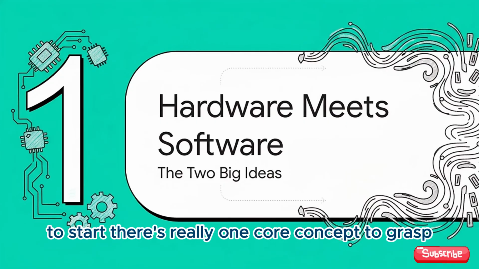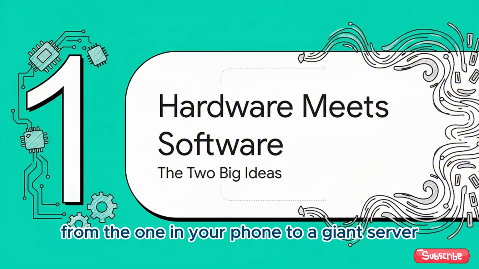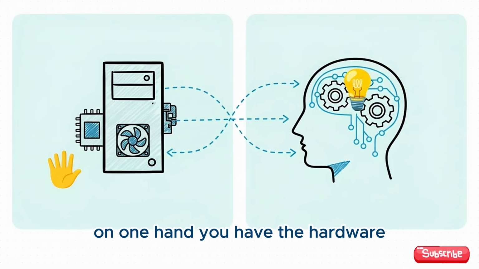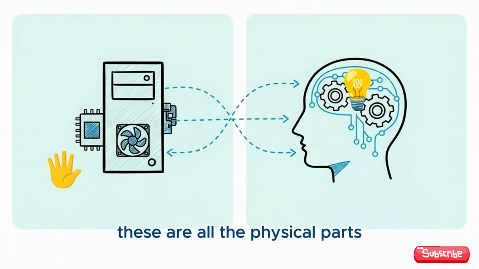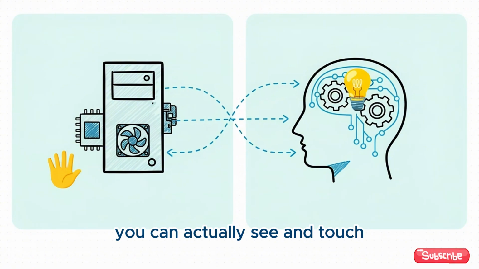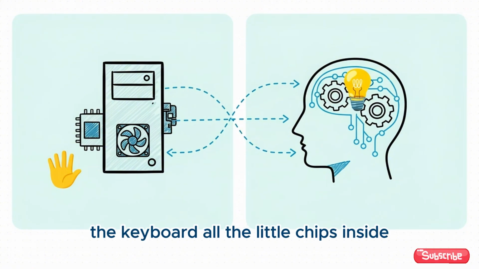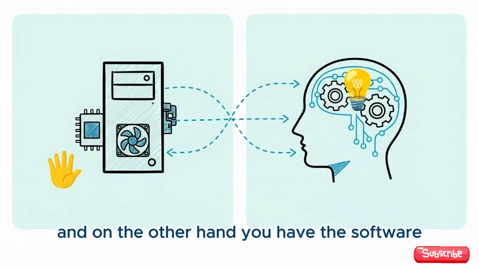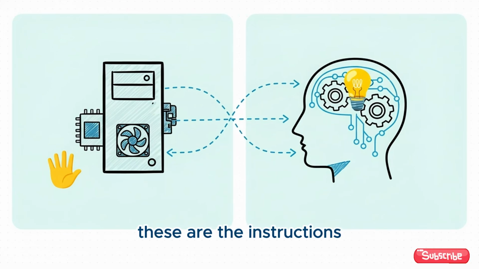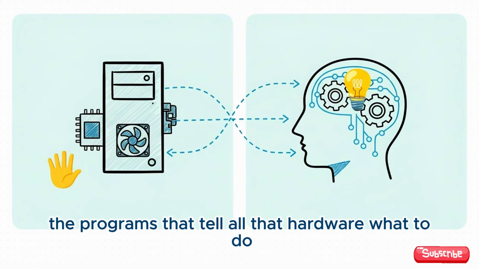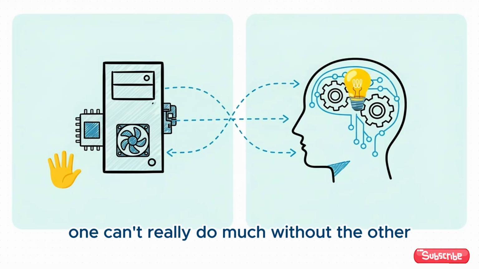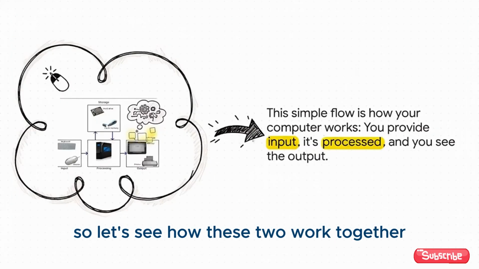To start, there's really one core concept to grasp. Every single computer, from the one in your phone to a giant server, is made of two different kinds of things. On one hand, you have the hardware. These are all the physical parts you can actually see and touch. You know, the screen, the keyboard, all the little chips inside. Think of it like a person's body. And on the other hand, you have the software. These are the instructions, the programs that tell all that hardware what to do. It's kind of like the thoughts and ideas that make the body work. One can't really do much without the other. So let's see how these two work together.